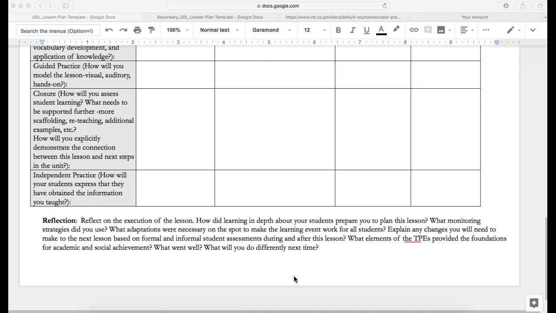For the TPEs, those are teacher performance expectations, and those are basically a list of elements that you have to demonstrate in order for you to get your teaching credential.